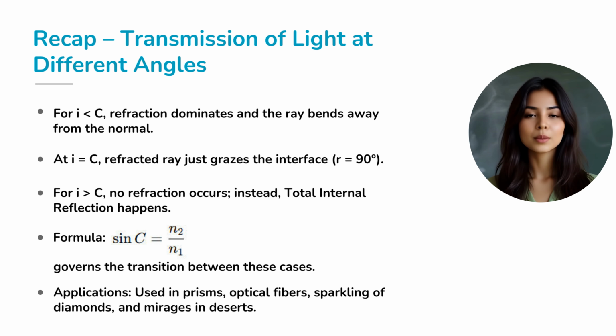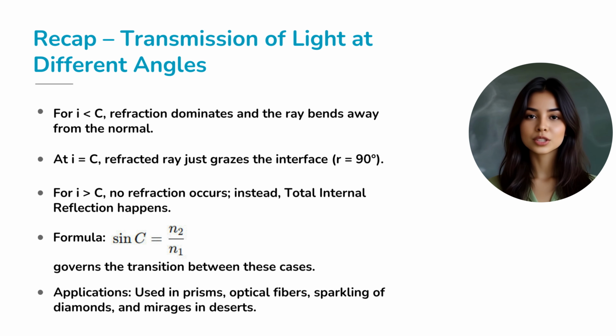So let's wrap up. When light goes from a denser medium to a rarer medium, three possibilities arise. If the angle of incidence is smaller than the critical angle, the light mainly refracts and bends away from the normal. If the angle equals the critical angle, the refracted ray just grazes along the interface. And if the angle of incidence is larger than the critical angle, no light comes out. Instead, total internal reflection takes place.